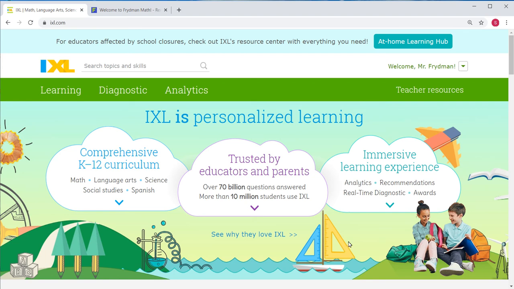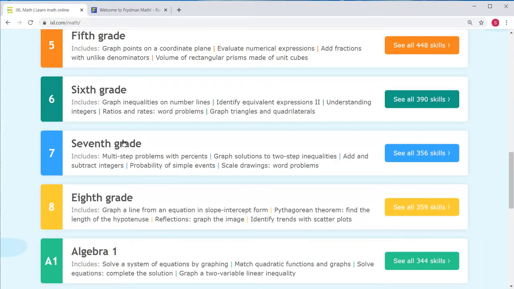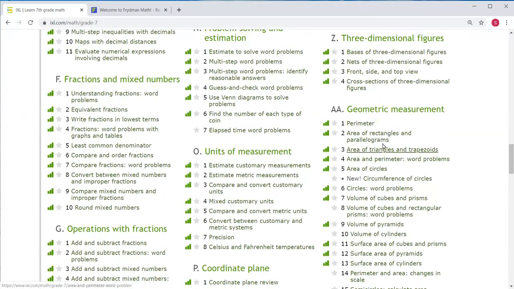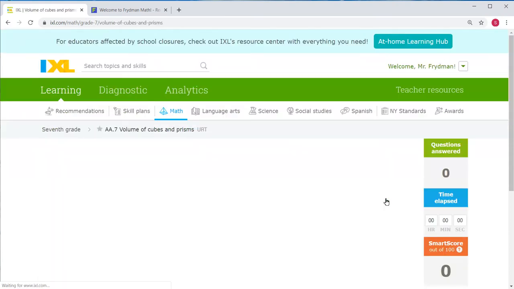Hi everybody, let's do IXL 7th grade AA7. Go to Learning, make sure you're on Math, go down to 7th grade, and then click on AA7, which is Volumes of Cubes and Prisms.